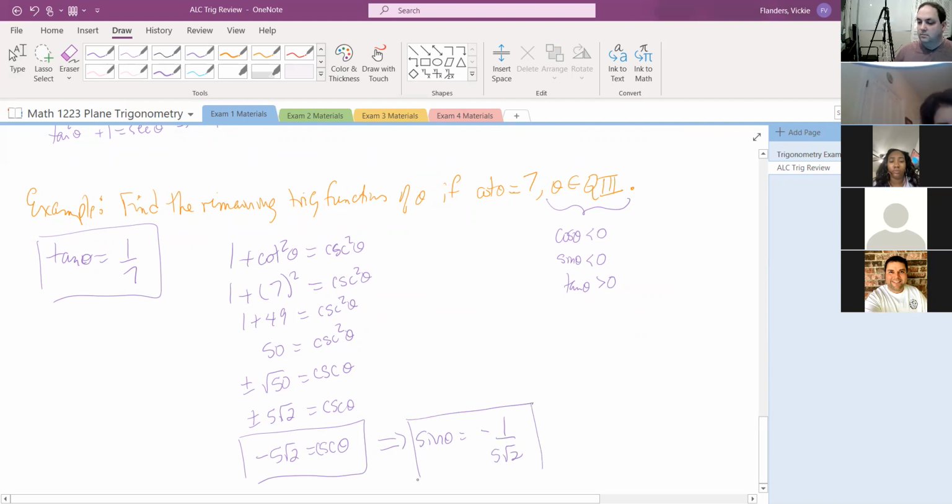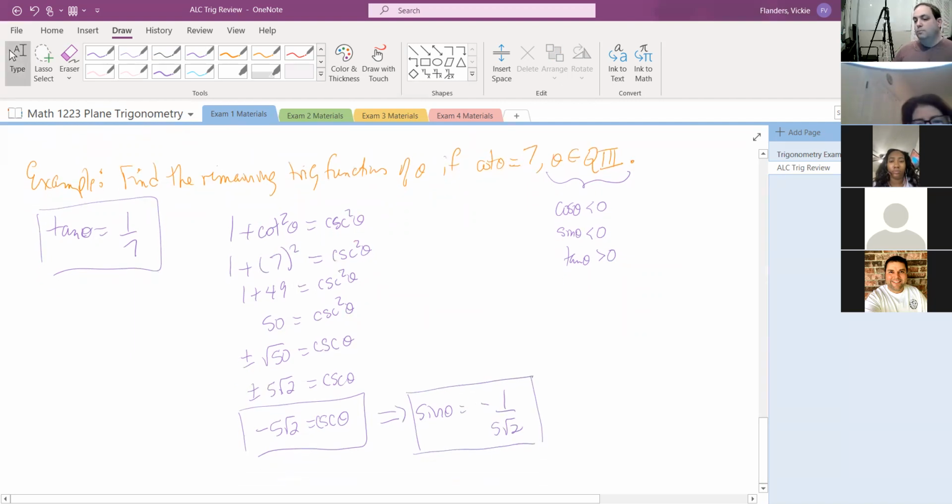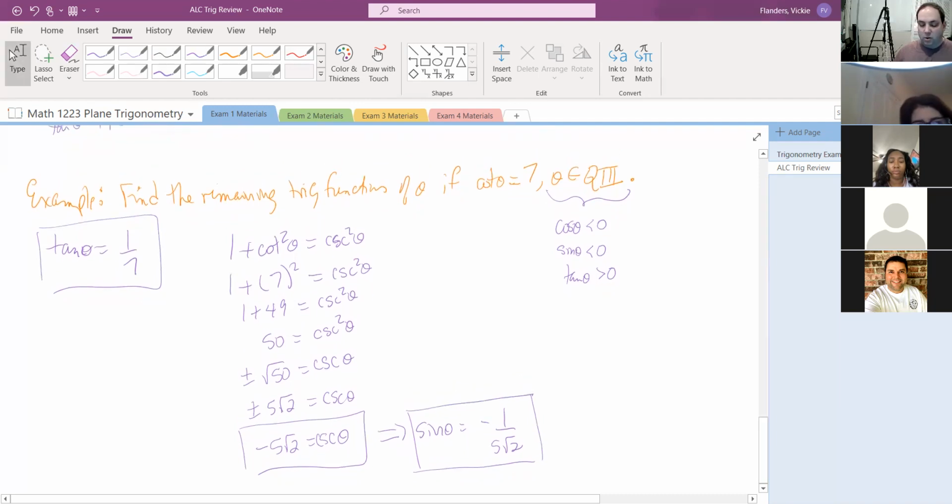You make them rationalize, Dave? I tell them that I take it either way, but it's also worth mentioning that later on when you do double angle and things like that, they have to have common denominators and stuff. So it's good to be able to do the rationalization. So if I rationalize it, I get negative square root of 2 over 10. So either way, rationalizing it or not.